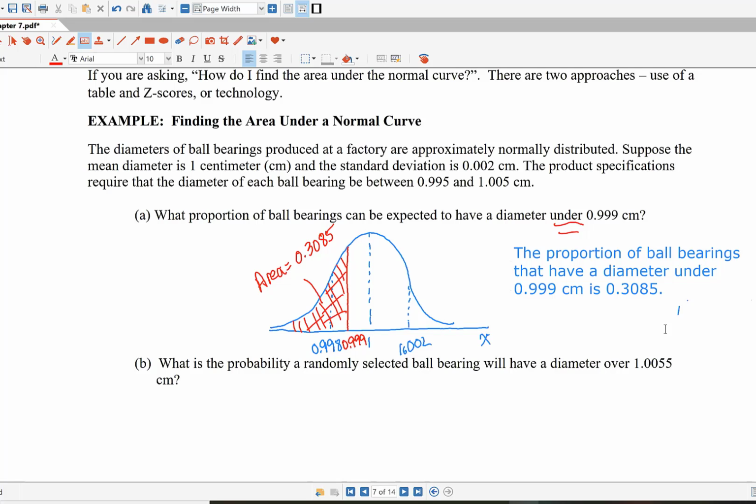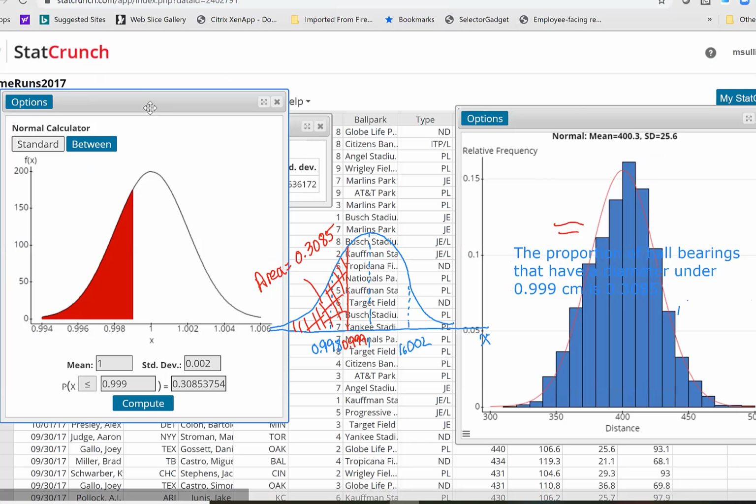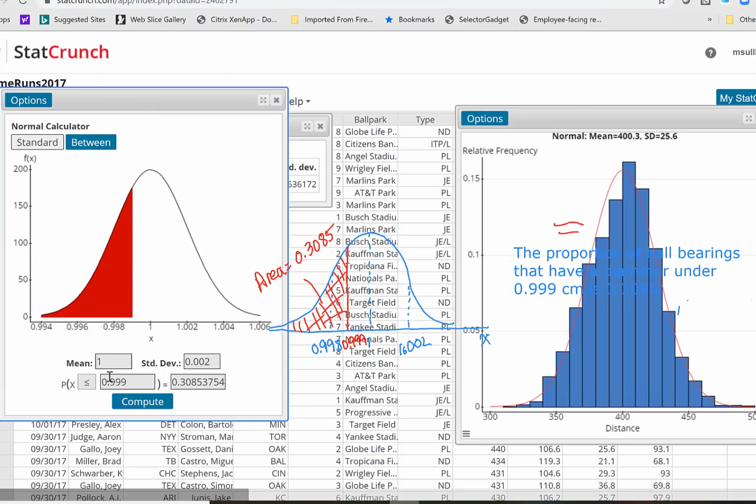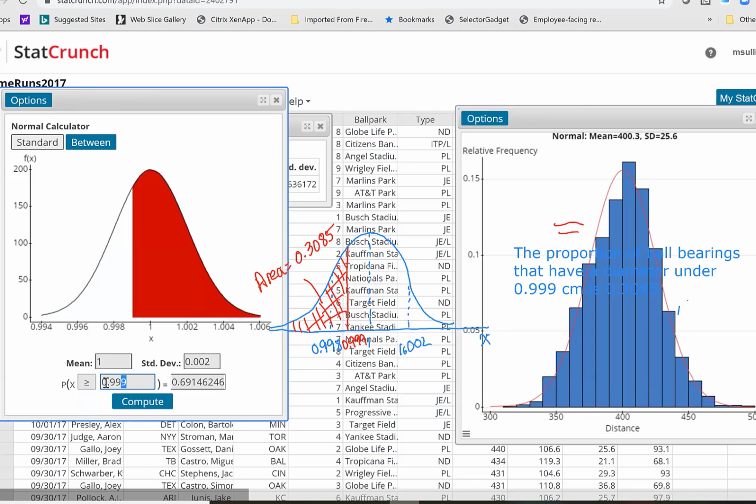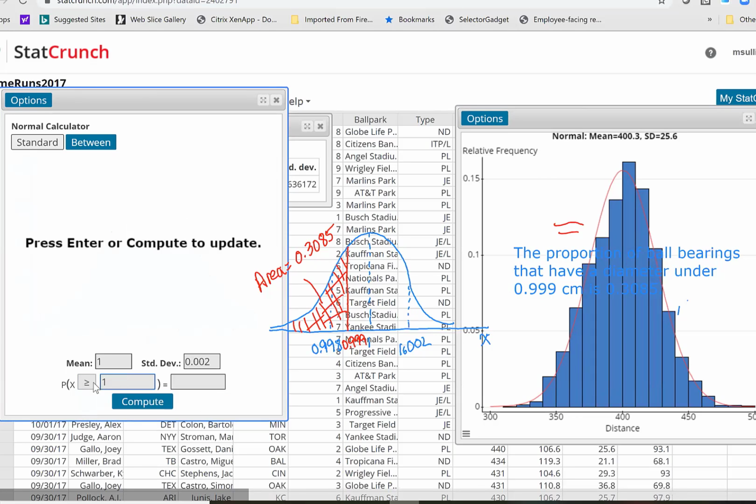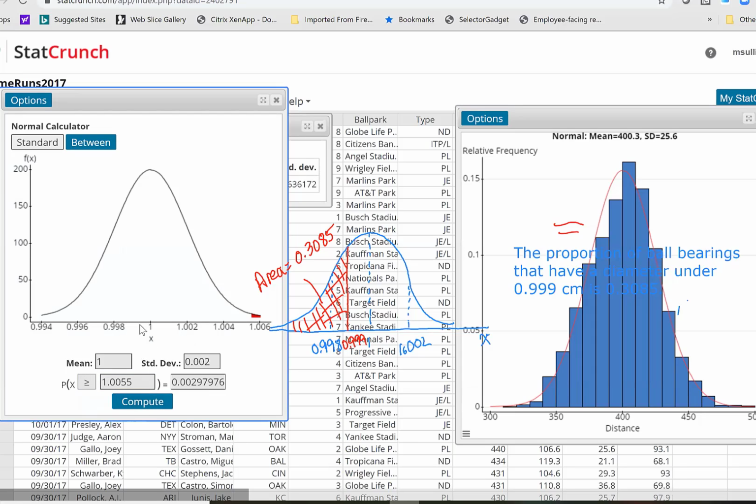Not that bad. So part B says, what's the probability a randomly selected ball bearing will have a diameter over 1.0055 centimeters? So what do you think we're going to have to do here? StatCrunch. You're going to create the model again. We'll let StatCrunch build the model this time. Change the sign to greater than or equal to. And then this becomes 1.0055. We didn't have to change the mean or the standard deviation.